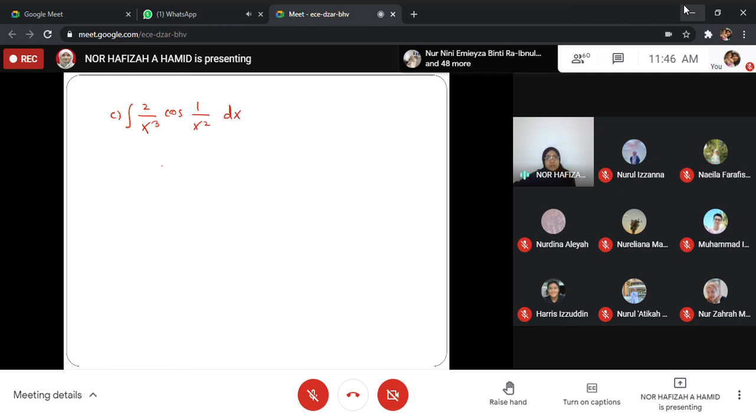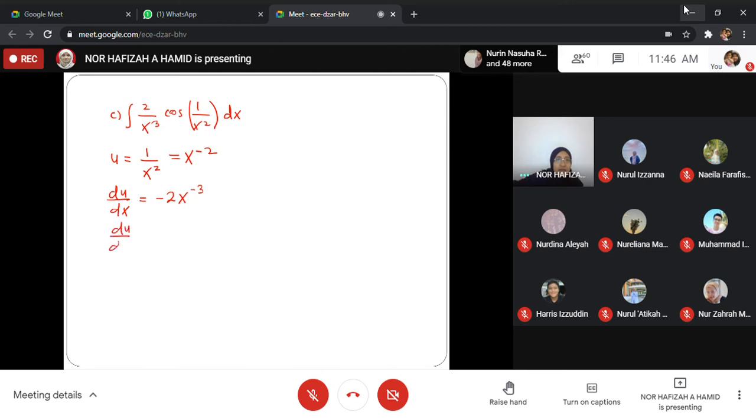Okay, so this one you have to solve using substitution. Okay, you can't use the formula. Okay, so for the substitution, u is the angle here. So let u equal to 1 over x squared, or x to the negative 2. Okay, differentiate: du/dx equals negative 2 x to the negative 3, or equal to negative 2 over x cube.